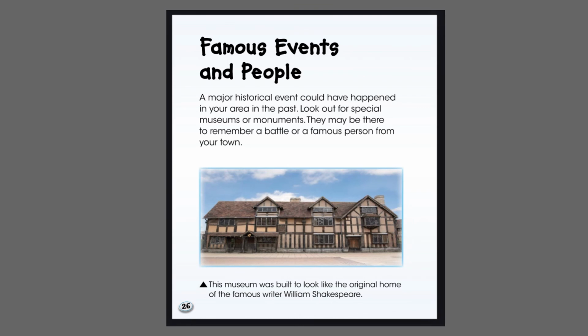Famous events and people. A major historical event could have happened in your area in the past. Look out for special museums or monuments. They may be there to remember a battle or a famous person from your town. This museum was built to look like the original home of the famous writer William Shakespeare.